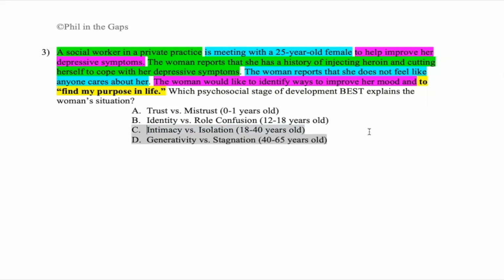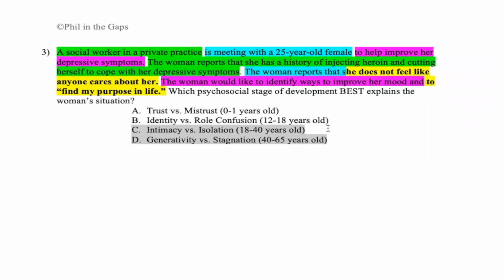Why? Nowhere in the question does it state that she's striving towards an intimate partner or that she's isolating from an intimate partner because she does not feel good enough. She states that she has depressive symptoms. She has a history of injecting heroin and cutting herself to cope. She states that she does not feel like anybody cares about her, but not that she's actively seeking out intimate relationships outside of her family or that she's isolating because she doesn't feel like she's good enough. So even though the age range, 18 to 40 years old, would fit the 25 years of age, we have to remember that it's not the age that's going to tell us, it's going to be the specifics of the stage.